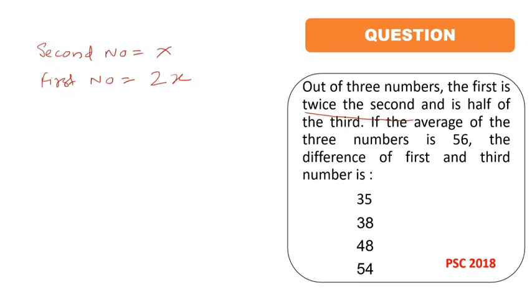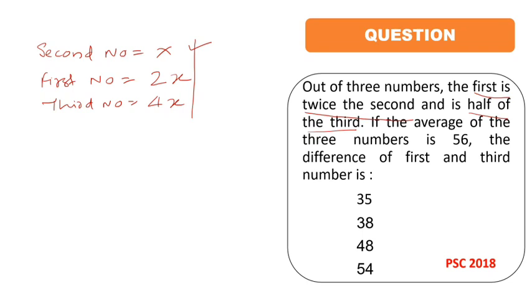And the first is half of the third. So the third number will be double the first, 4x. Understand this concept very clearly. The second number we have taken as x. The first number will be 2 times the second, that is 2x. And it is also given that the first is half of the third. If the first number is 2x, then the third number has to be 4x. Then only it becomes half.